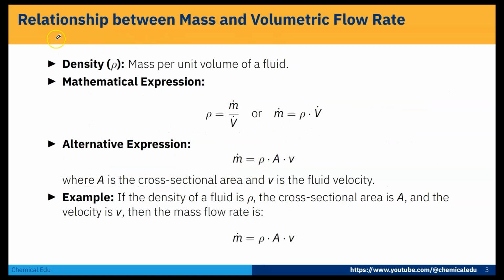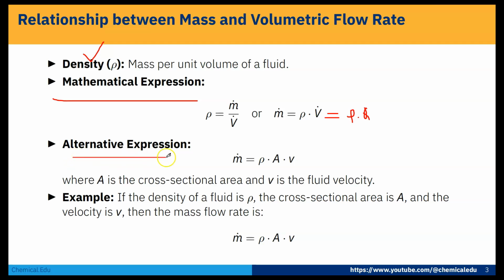Now, the relationship between mass and volumetric flow rate. What is density? Density is mass per unit volume of a fluid. So the mathematical expression: rho is nothing but mass flow rate divided by volumetric flow rate. So mass flow rate is rho times volumetric flow rate, or rho into Q. Q is also called volumetric flow rate.